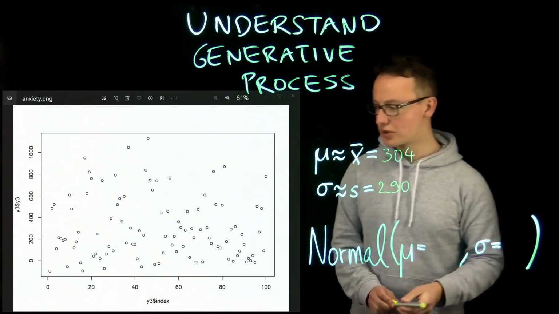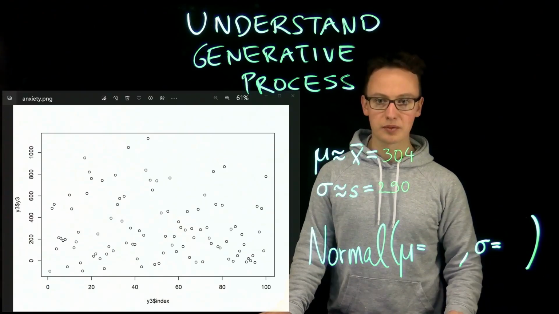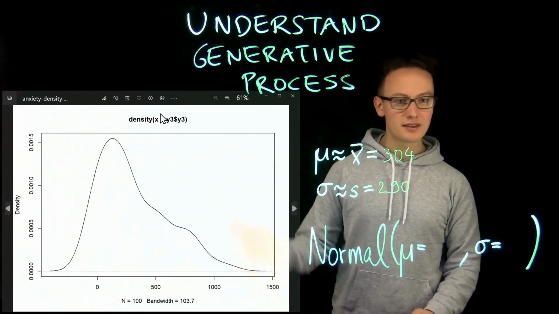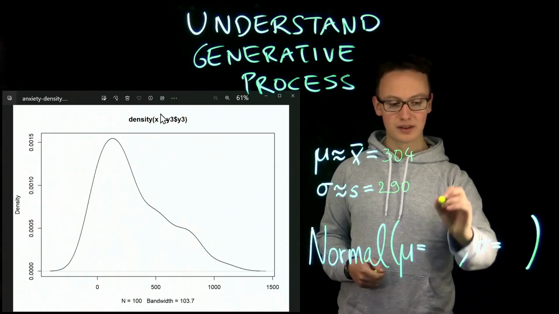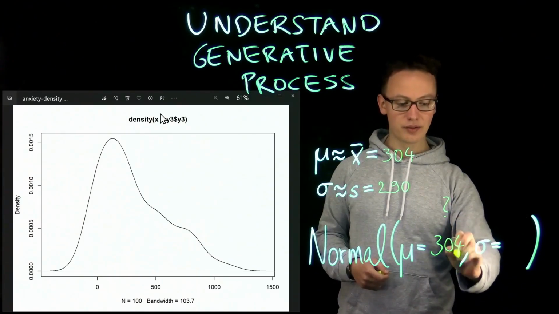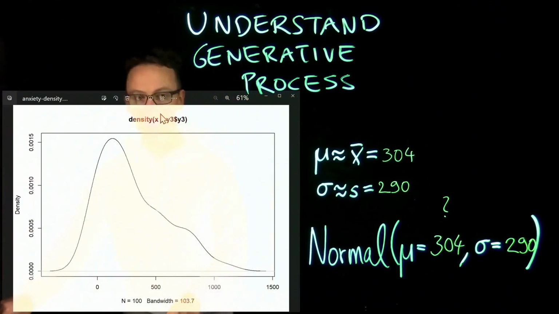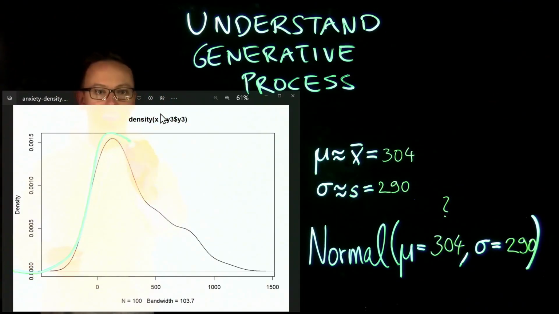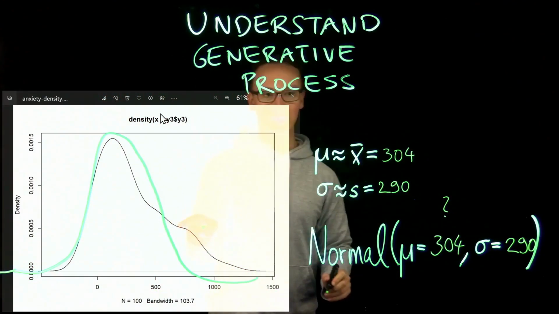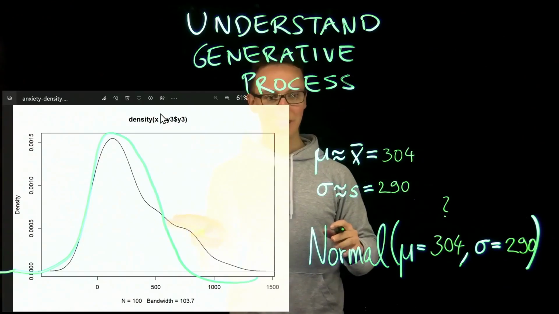But here there is a crucial point, namely that when we look at the other plot, which is the density plot, we see that this can't really be a normal distribution, right? For a normal distribution, which would have a mean of 304 and a standard deviation of 290, we would expect the curve to look really much more symmetrical. So we would expect maybe something like this or so. But here we see that this actual curve that we get has a very far right tail. It has these bumps to the right.